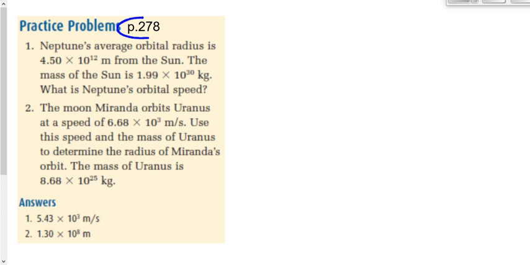We had some questions on page 278 last night for homework. We're going to do question number 2 here. And we read this. It's a satellite question, right? It's a satellite question that we did yesterday where we have an object orbiting around something else. We know that when we have a satellite, we have a centripetal force. Anytime an object is moving in a circle, there's a centripetal force.